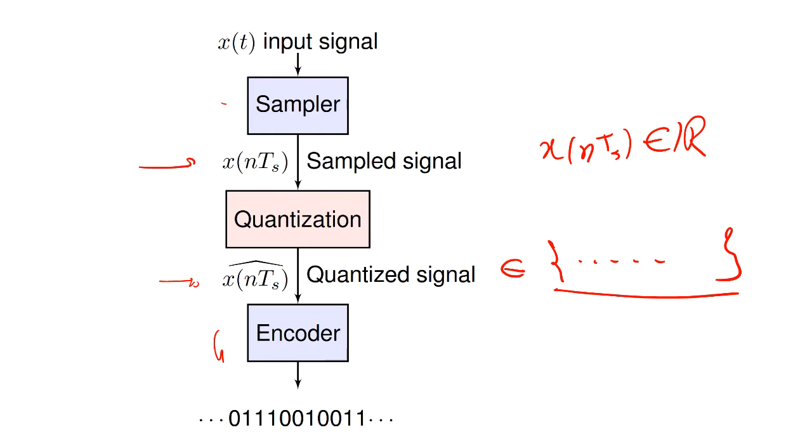So this is called the encoder. Now we are only talking about quantization. This is a block diagram of that. You do encoding because you want to store it or do other things and so on.